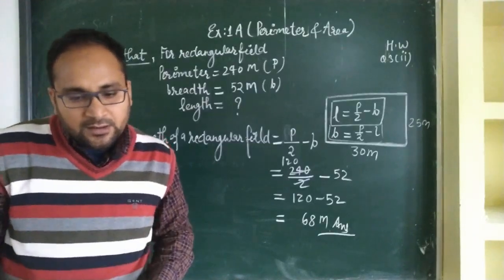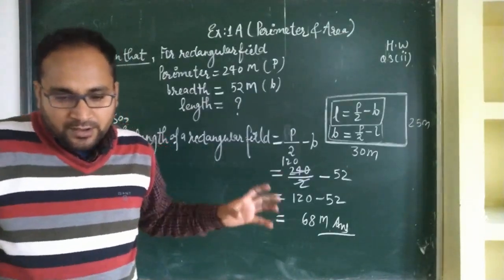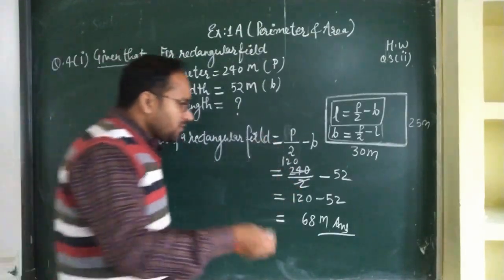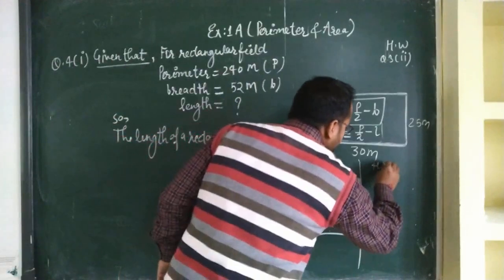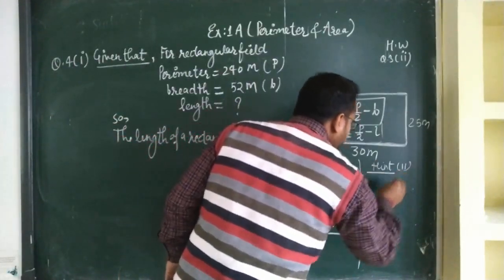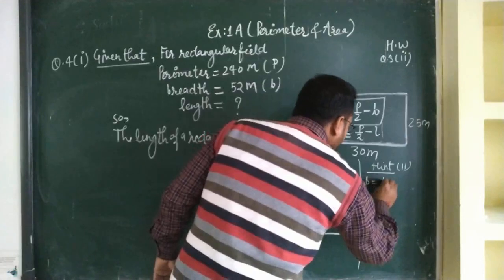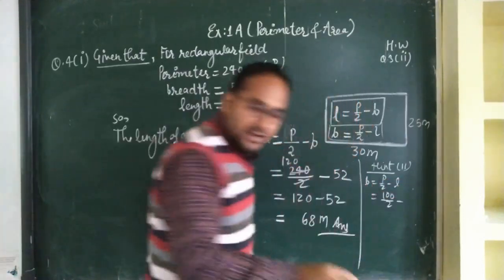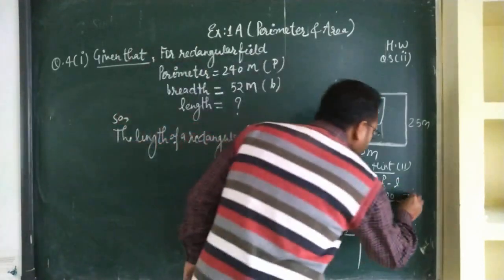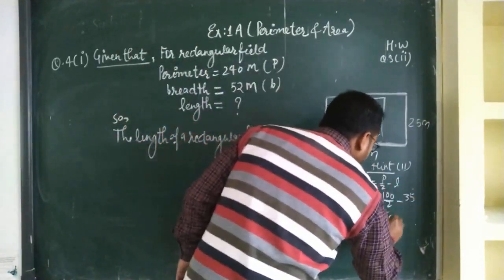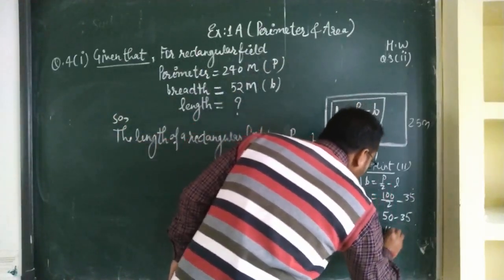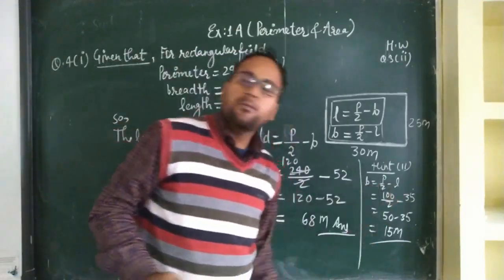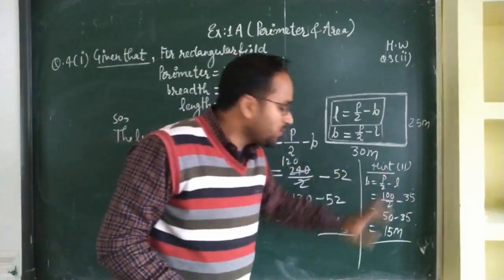The second one is: what is the breadth of a rectangle if the perimeter is 100 meter and length is equal to 35 meters. So think about this one. Breadth is perimeter by 2 minus length. Perimeter is 100 by 2 minus length, which is given as 35. So if you divide, you will get 50 minus 35, which is 15 meter. 15 meter is the breadth. So the second one you will do yourself, students.